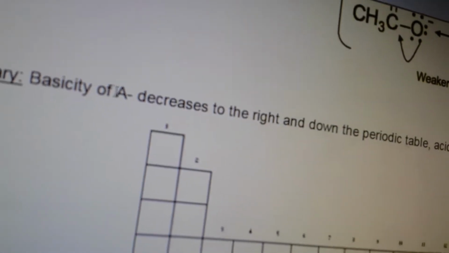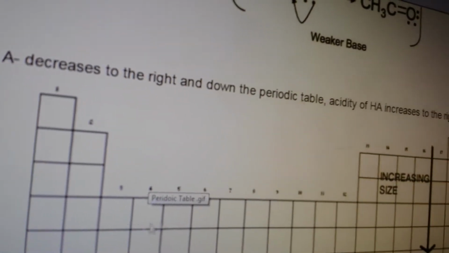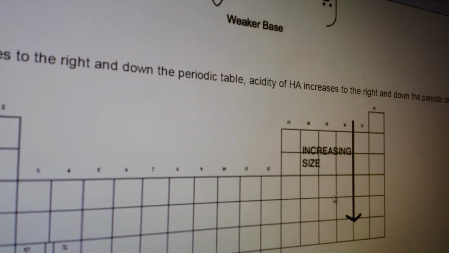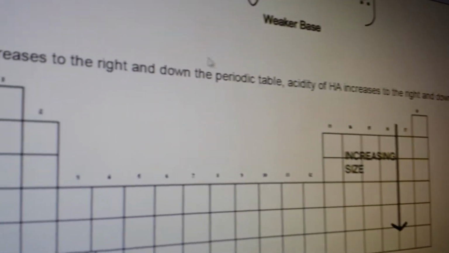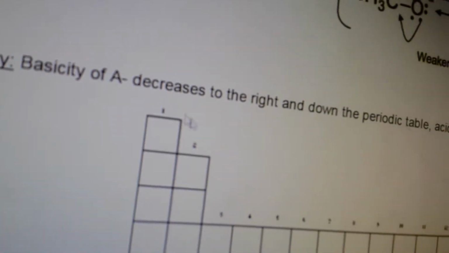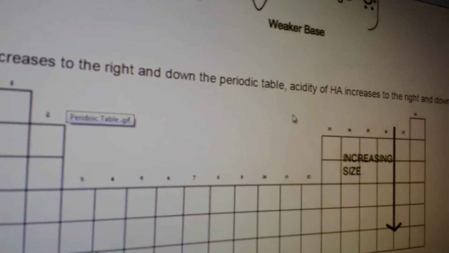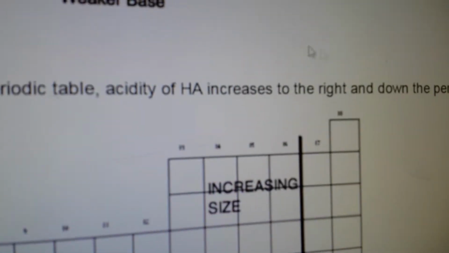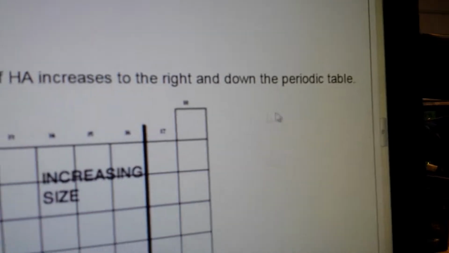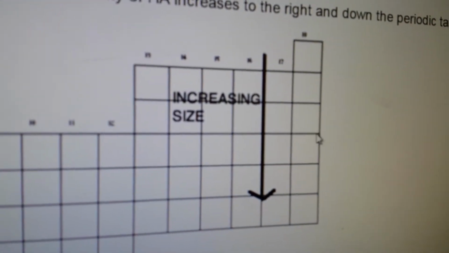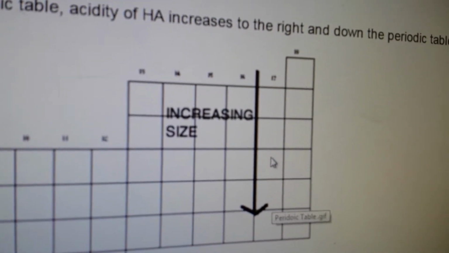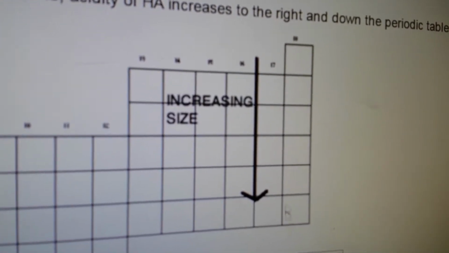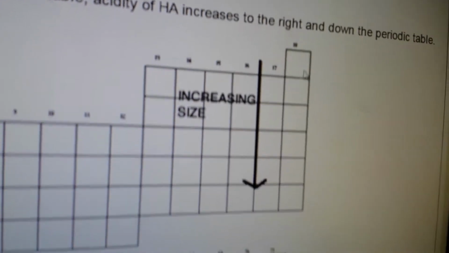So basicity decreases if you go towards the right and down, but size increases if you go down. Basicity of A decreases to the right and down the periodic table of the HA, while acidity of HA increases to the right and down. So if you go right or down, it's more acidic, but the base is opposite. If you go down, basicity is less.